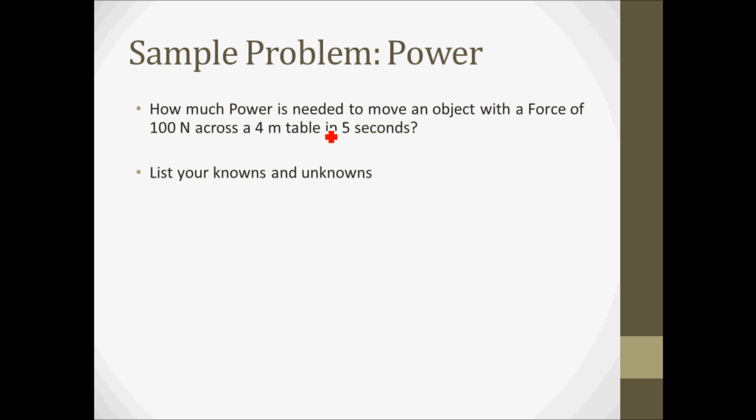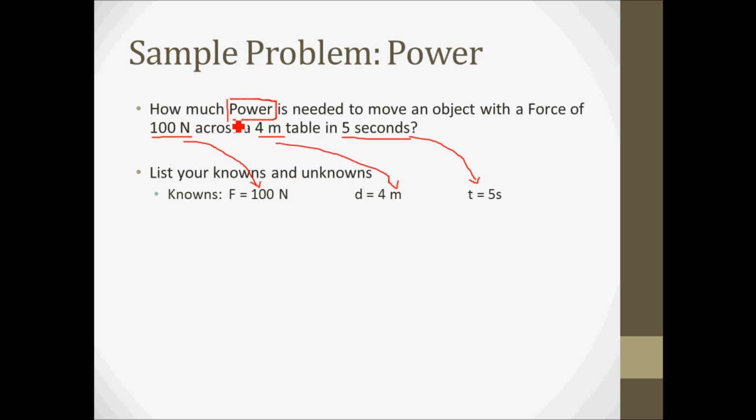So, first thing is list your knowns and unknowns. If you go through, underline the numbers that you see. These are your knowns. So you know your force is 100 newtons. You know that your distance is 4 meters, and you know the time is 5 seconds. Your unknown is what the question's actually asking for, and that's power.